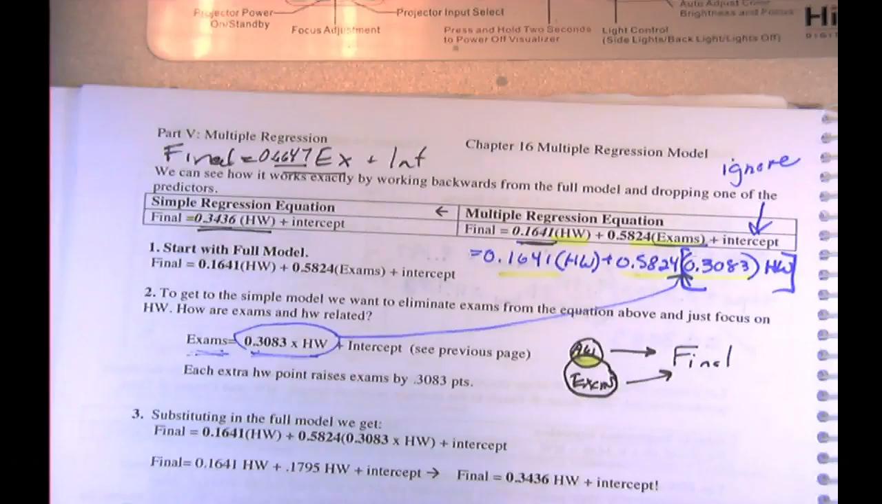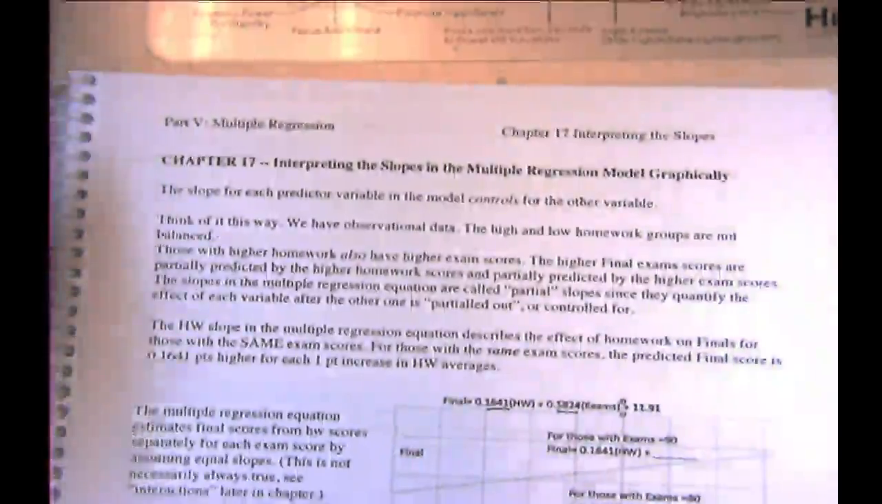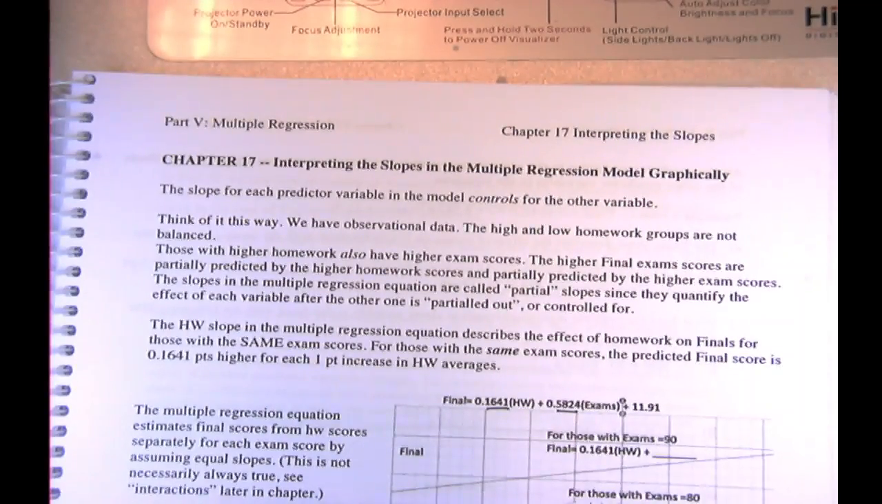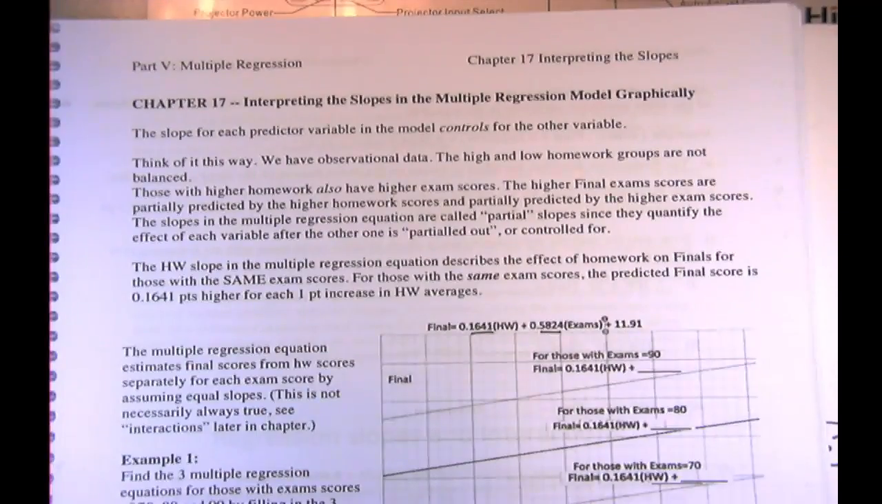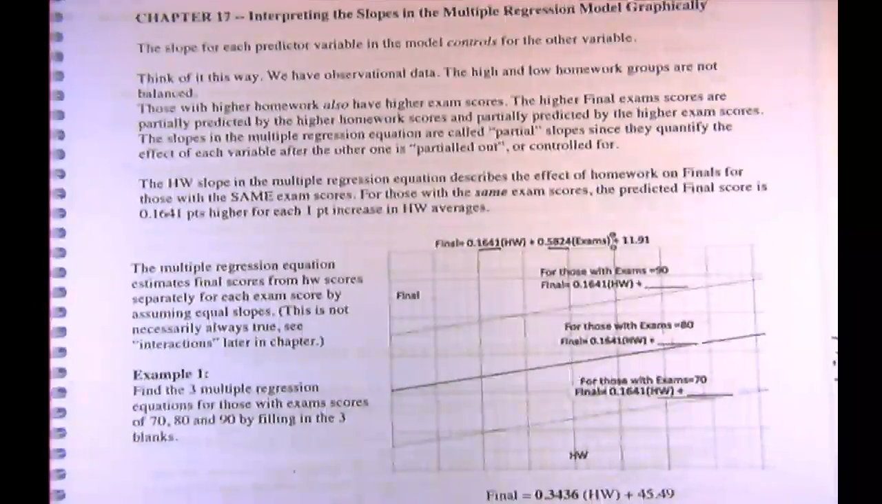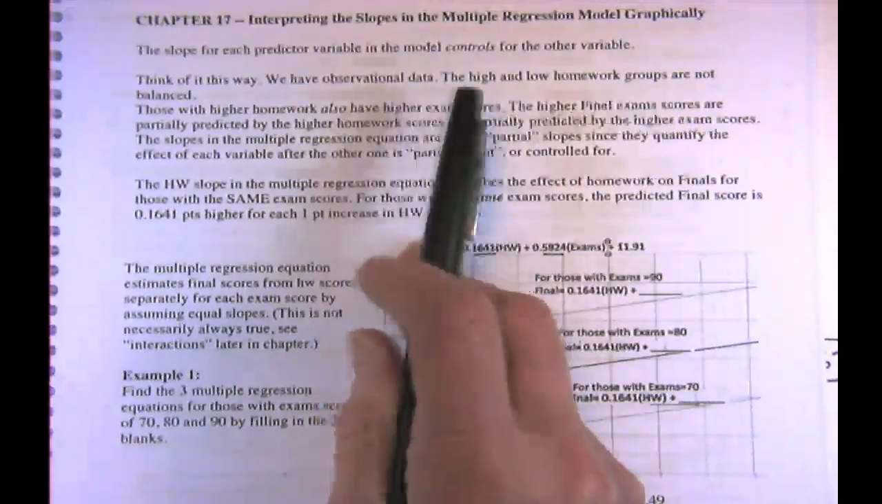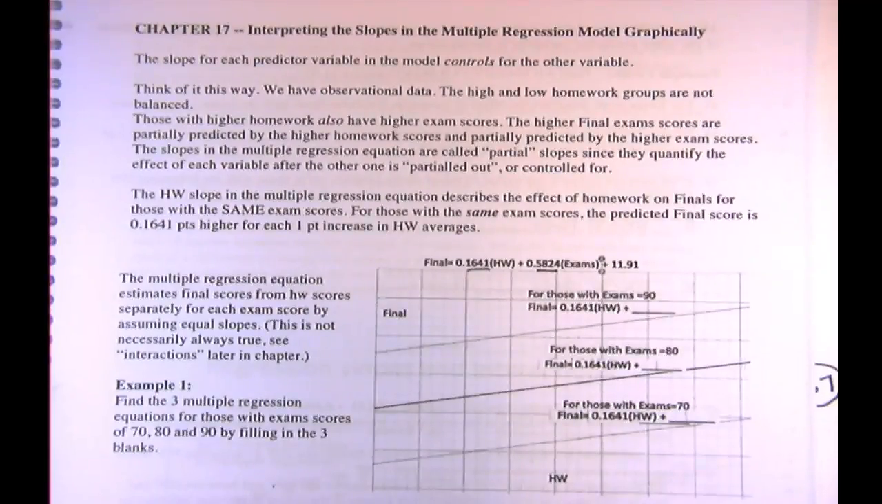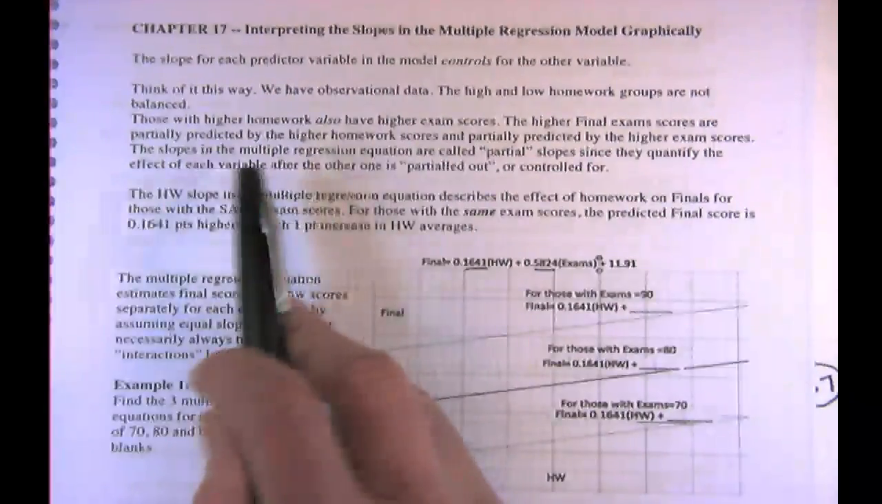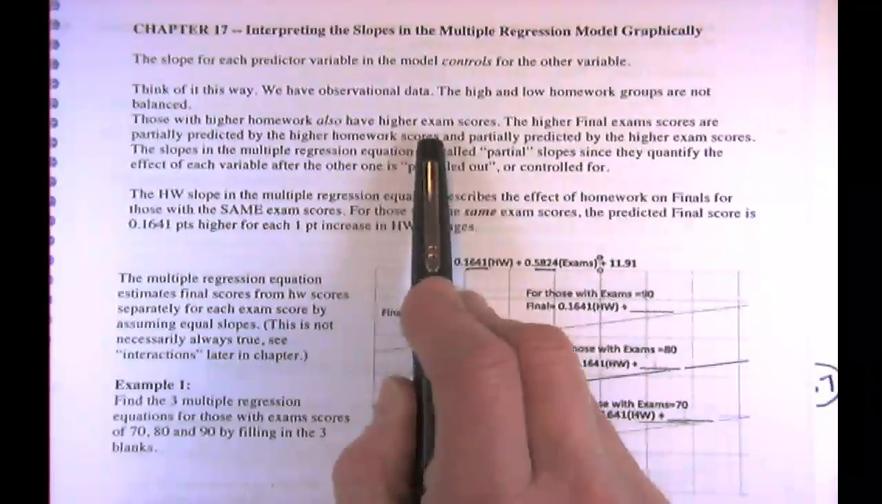Now we're going to look graphically at what these slopes look like. We're thinking about it this way. We have observational data. The high and low homework groups are not balanced. People who have high scores on their homework also have high scores on their exams, so it's hard to separate those two out.